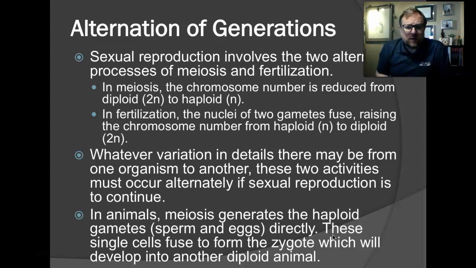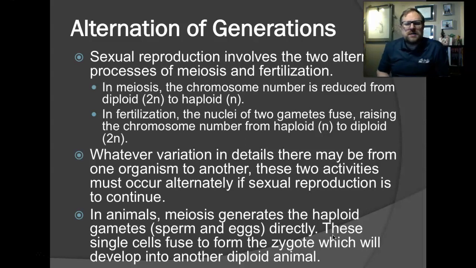Now, in some organisms in the world, their life involves an alternation between meiosis and mitosis, and an alternation between being haploid or diploid, depending on what stage they are at in their life, or even what part of them we're dealing with. So we know that sexual reproduction involves two alternating processes of meiosis and fertilization. In meiosis, the chromosome number is reduced from diploid to haploid, and in fertilization, the nuclei of the two gametes fuse, raising the chromosome number from haploid to diploid. That makes sense for us.